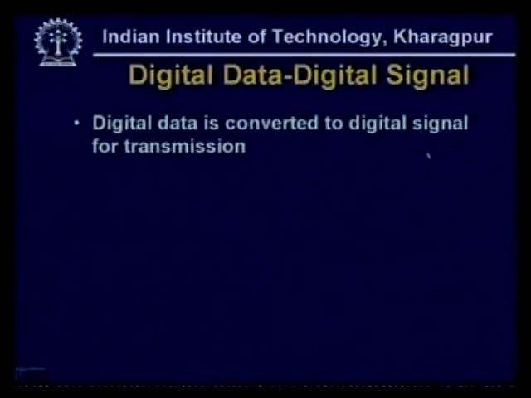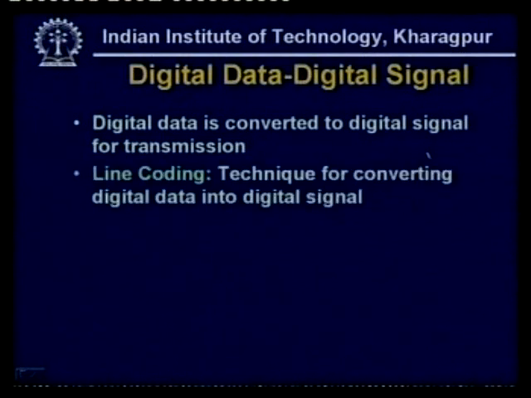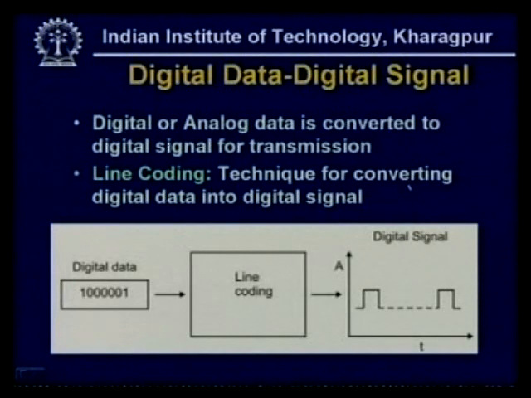In this lecture we shall consider digital data that is converted into a digital signal, and the technique that is used is known as line coding. The line coding technique is used for converting digital data into digital signal, and this can be explained with the help of this simple diagram.